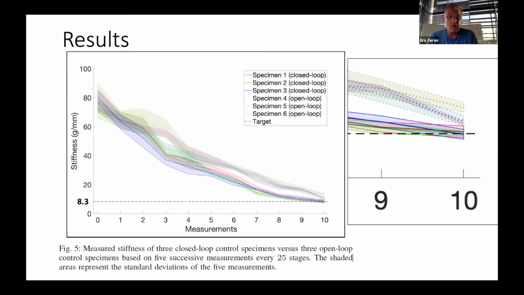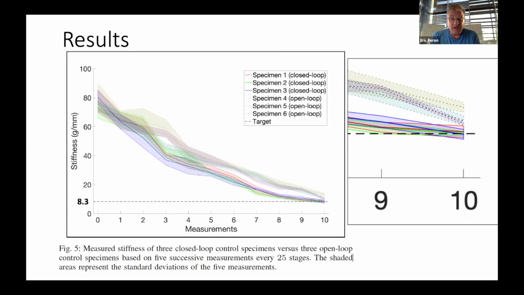In particular, we see two things. First of all, the open loop printout misses, on average, the target stiffness, which is 8.3 grams per millimeter. Now, on top of that, it is also quite dispersed. That is, the standard deviation of the printout stiffnesses is pretty large in comparison.